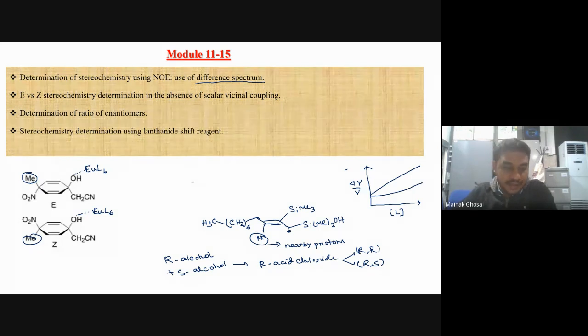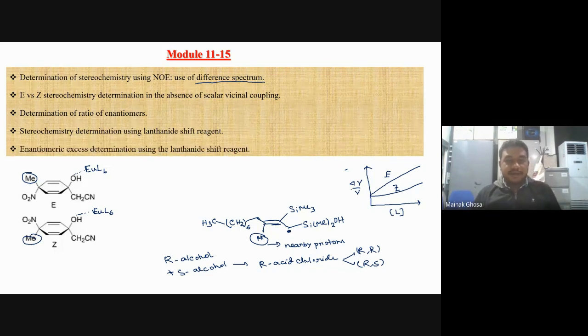In this case, you see this methyl, since it is cis to this OH group, will be very much affected. Here it is very far away from this OH, so as you increase the concentration of the lanthanide shift reagent, it will not affect your methyl. So for the E isomer, you see this will be changing a lot, but for the Z isomer it will not change much, because there is very little effect when you use this lanthanide shift reagent.